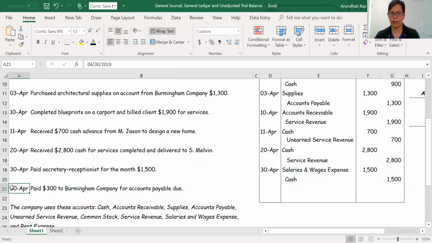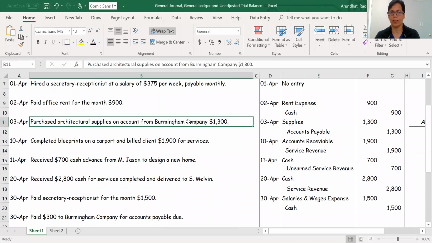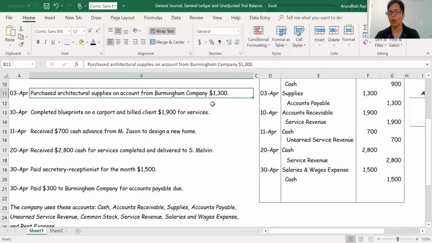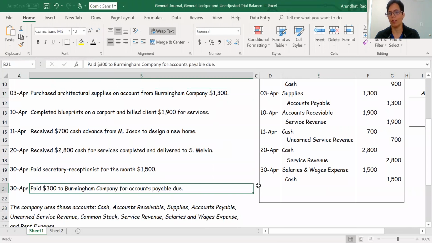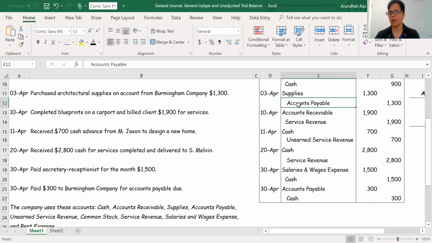On the 30th, the monies that I owed the vendor, I paid $300. How much did I owe the vendor? Remember, I had a $1,300 purchase. I'm not paying all $1,300. I'm paying only $300 right now. So on this day, my journal entry is going to be cash credit because I'm paying cash. It's decreasing. Accounts payable is a liability. When I established the liability in my books, I credited it. I'm going to debit it in order to decrease it. So accounts payable debit to decrease the liability.